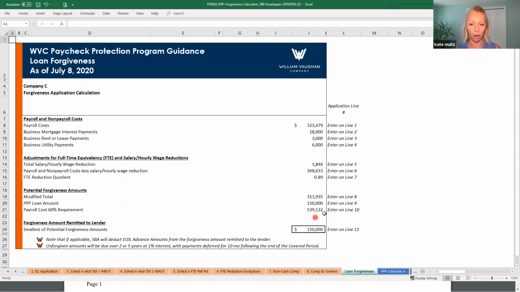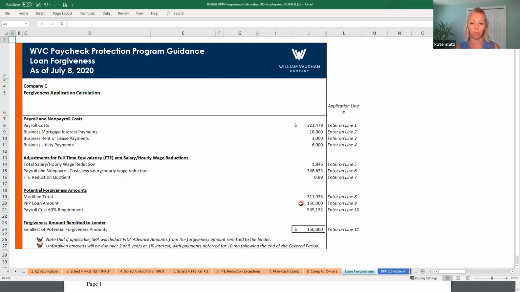Our three numbers for comparison then for our forgiveness amount. The first one is that subtotal from above times that reduction quotient, which gets us this amount here that's a modified total. So this is all the dollars we've spent for eligible purposes for forgiveness during our 24 weeks, minus the comp reduction, minus the FTE reduction, gets us this 312.